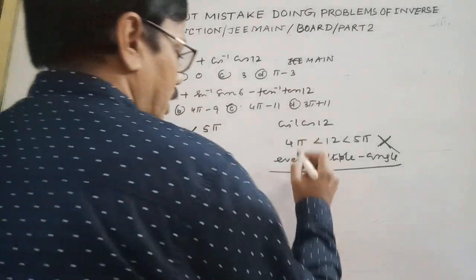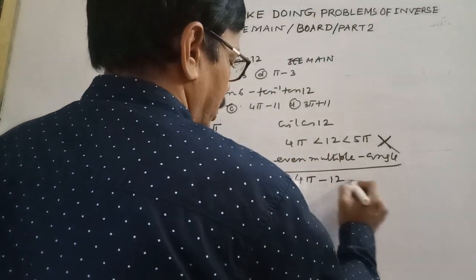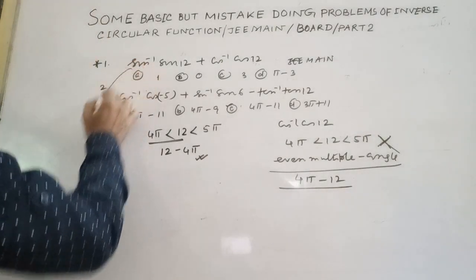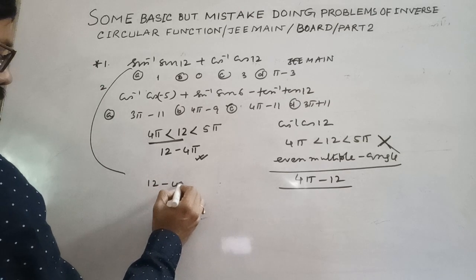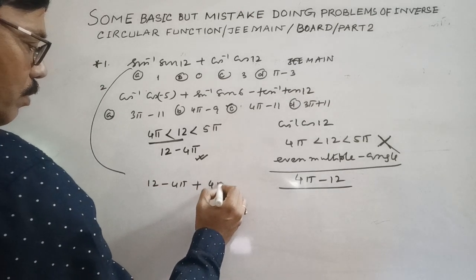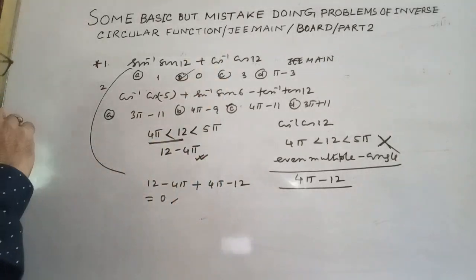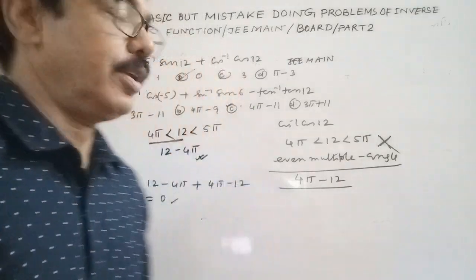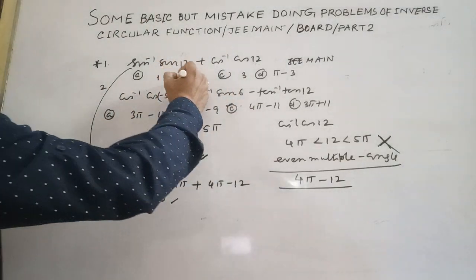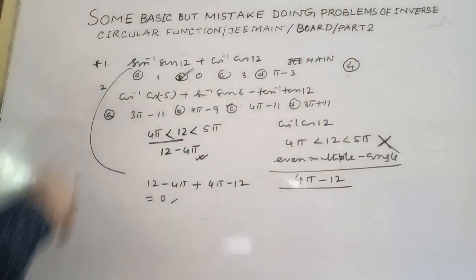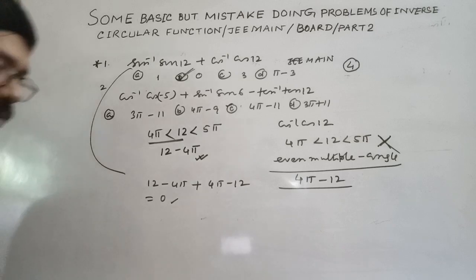So what is the even multiple? 4 pi minus 12. And in this case, whose difference is small, then you have to apply the formula. So what is the answer? 12 minus 4 pi, and this is 4 pi minus 12. So all are cancelled. So you are getting the value as 0. So look at it again. If you use the shortcut method, this 4 marks problem will take maximum 30 seconds.